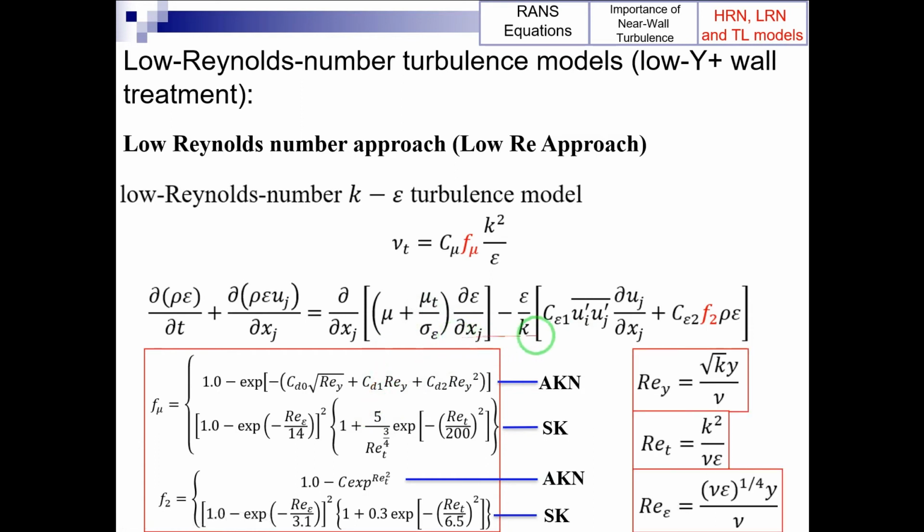The first Reynolds number is based on the wall distance and the square root of the turbulence kinetic energy. Here also we can see the turbulent Reynolds number, and finally the Reynolds number based on dissipation rate.